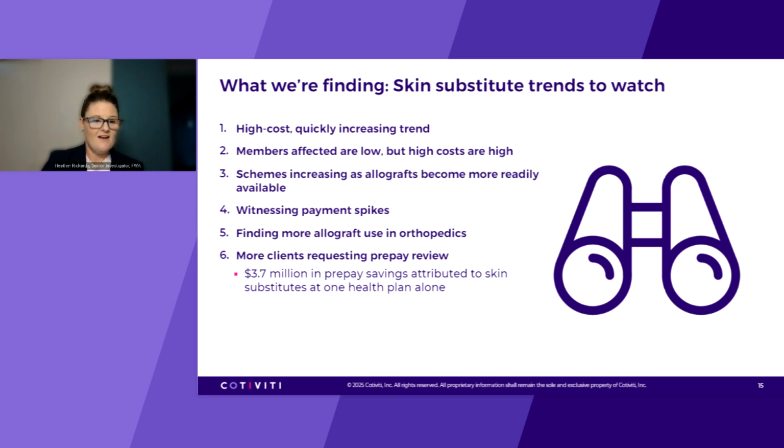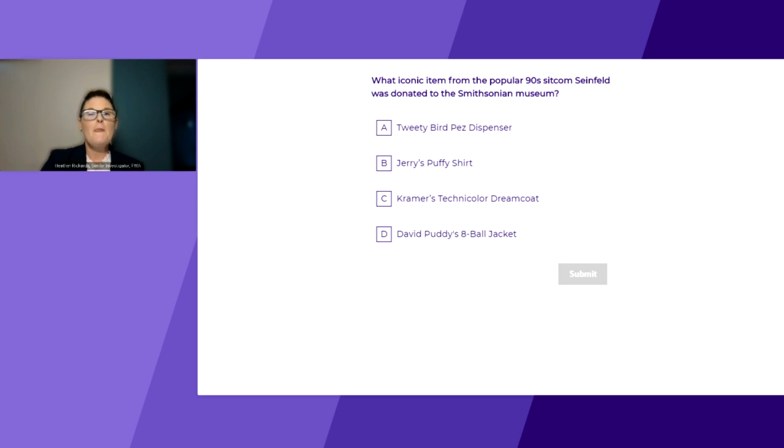Okay, so I know that was a lot of information, so let's just take a little bit of a break. So I think next up we have a poll. I am a huge Seinfeld fan. Those of you who have not watched Seinfeld, it's definitely a good binge. We do have a question from the show Seinfeld, and it is: what iconic item from the popular 90s sitcom was donated to the Smithsonian? If you're not a fan of Seinfeld, this could also be a good trivia question if you're out at trivia night or something.